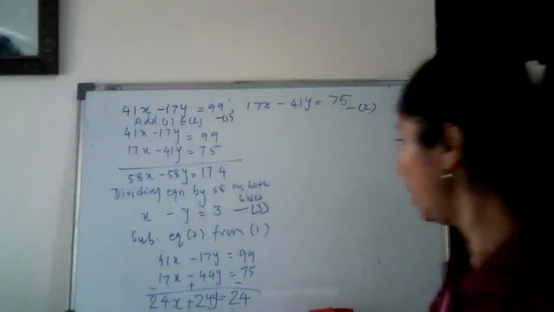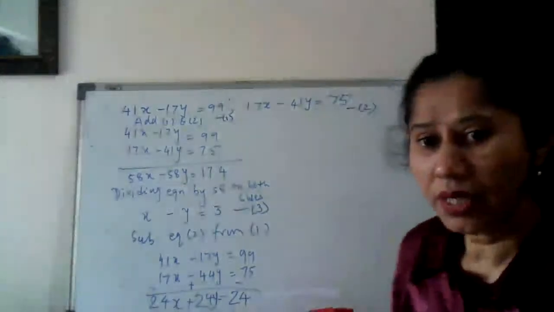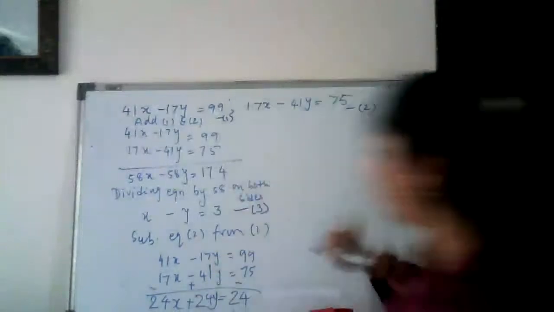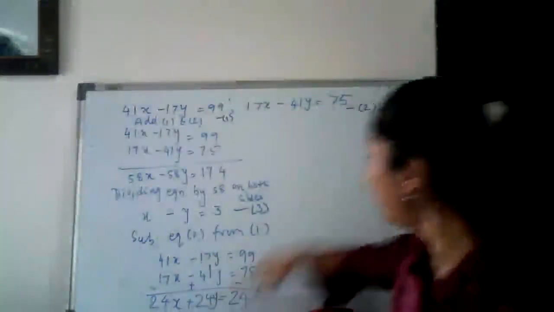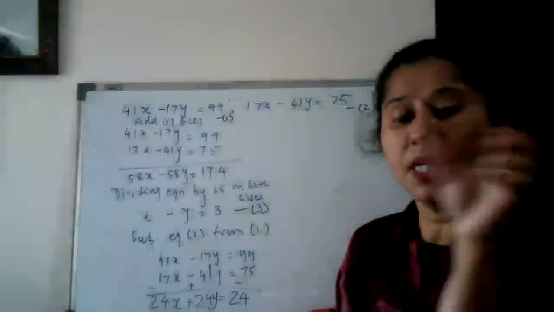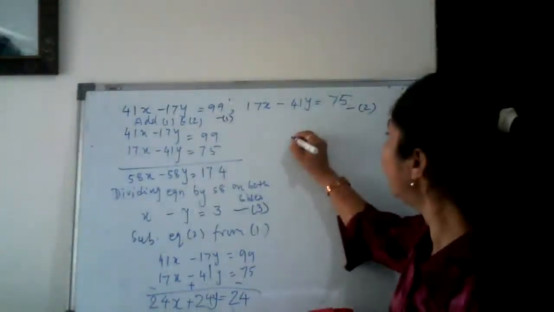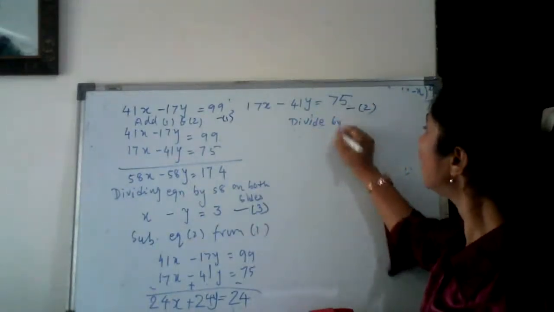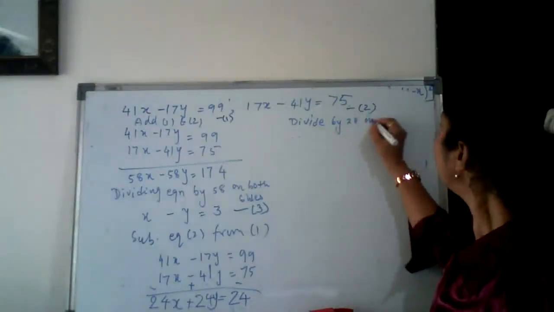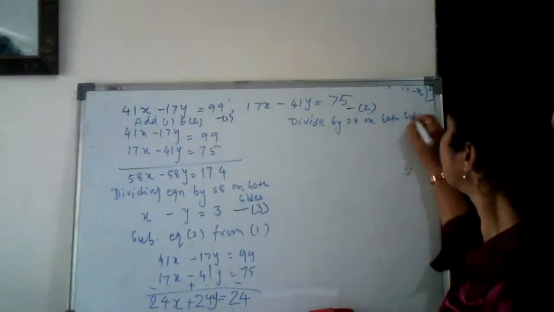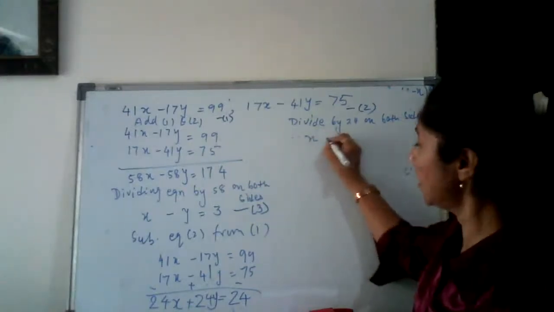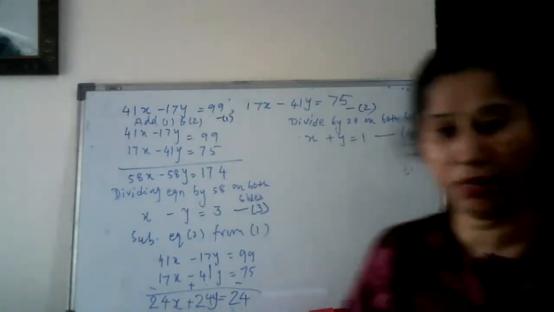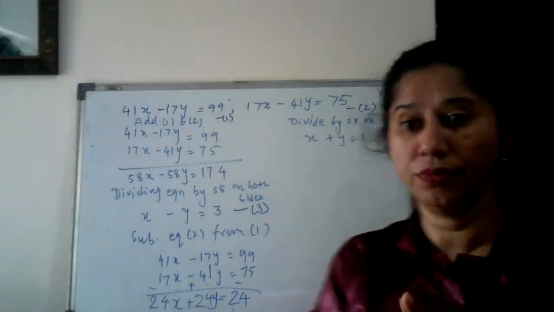And अब आप जब देखोगे तो यहाँ पे हमें फिर से क्या मिल रहा है, 24x plus 24y is equal to 24. So we do यहाँ पे divide by 24 on both sides. So what do we get, x plus y is equal to 1. तो ये मेरा बन गया fourth equation. I hope this is clear to you.